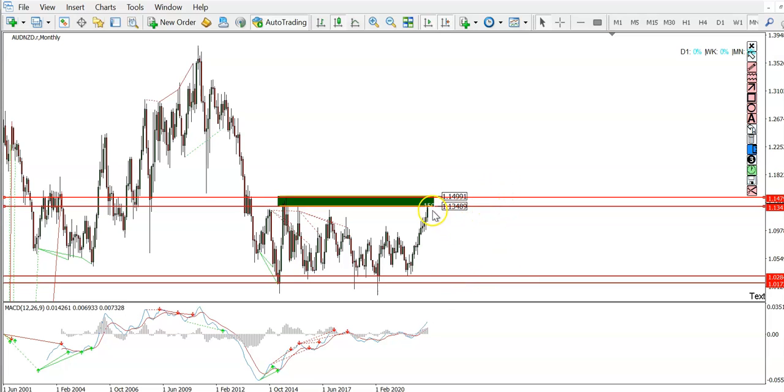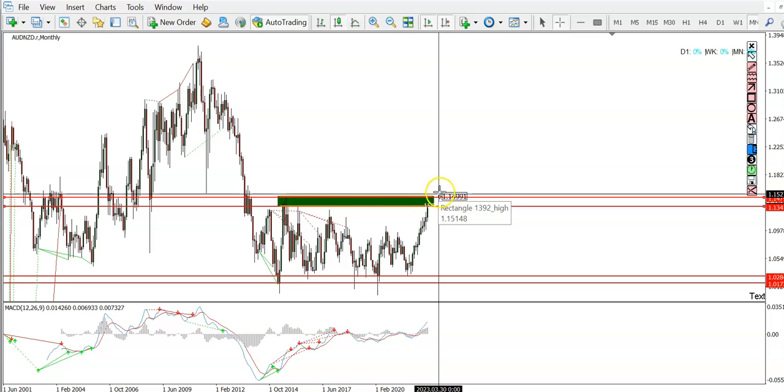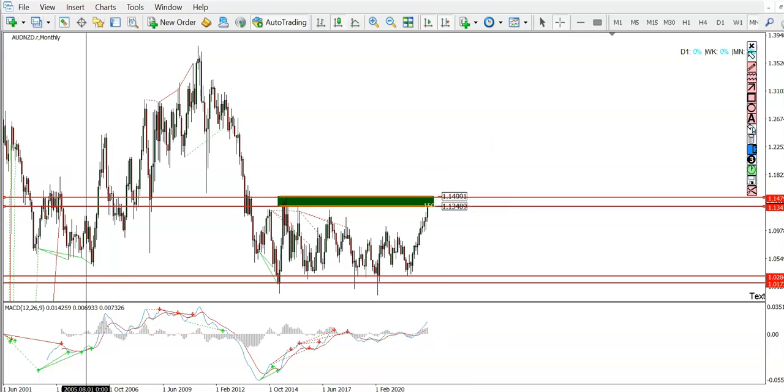If we do get a breakout, your stop loss, you want to have your stop loss above. This is a long-term setup. You want to have your stop loss above this area here, the 115. We'll just do a setup on that.